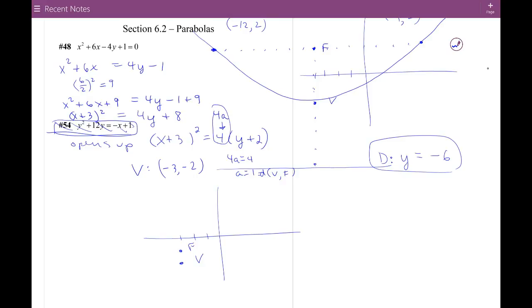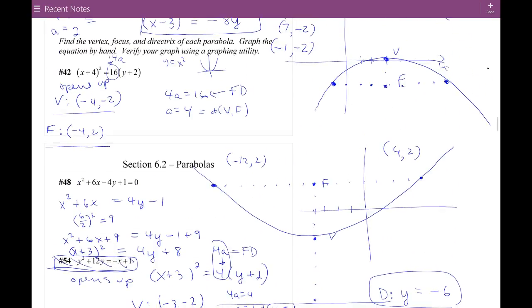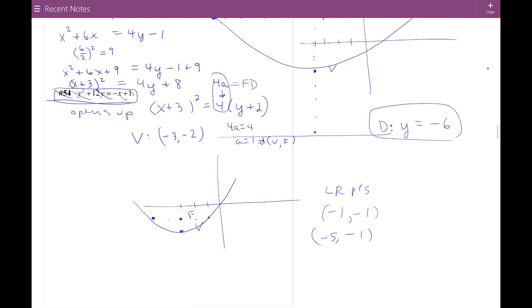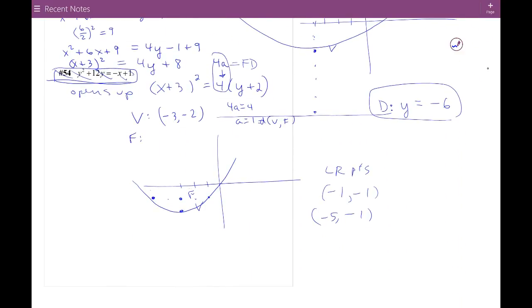Okay, so then the focal diameter is 4, so I need to go 2 to the right and 2 to the left and find the endpoints of the latus rectum, which are (-1, -1) and (-5, -1). And again, plug these into your equation and make sure they really work. Looks like they do. Then you can draw the graph. And we've completed the instructions except for finding the directrix. So we found the vertex. The focus, I read off my graph, is (-3, -1).